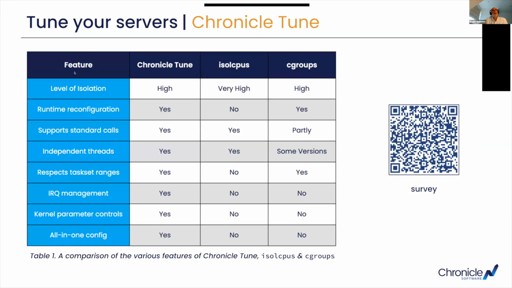Here, I won't go into detail on this, it's just a comparison between Chronicle Tune, isolcpus, and cgroups. And again, the big takeaway is it's not just isolation. Chronicle Tune is doing a lot more than just isolation. Isolation is one of the main interaction points with Tune, but we're doing a lot more besides, in terms of IRQ management, kernel parameters, and disk tuning, for instance.